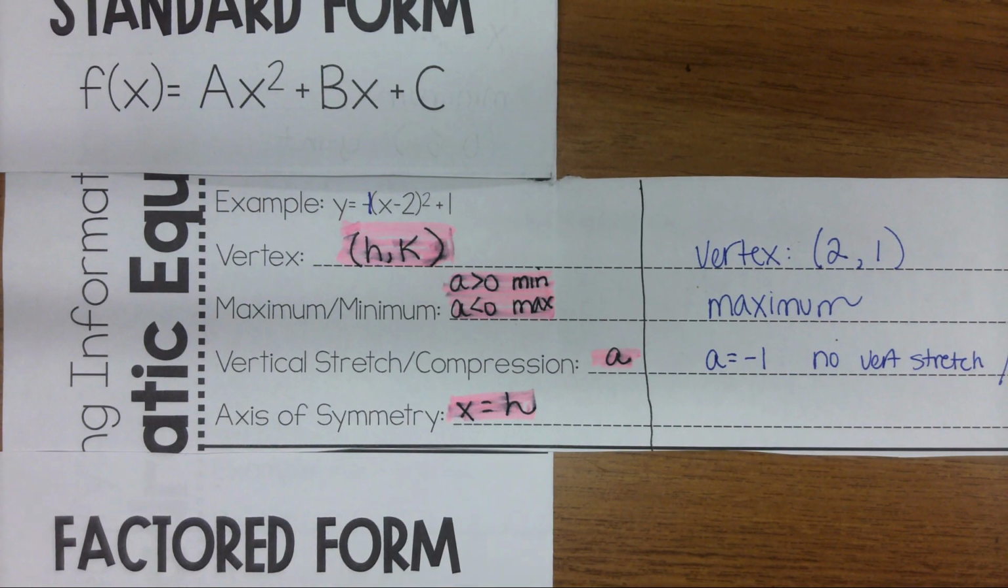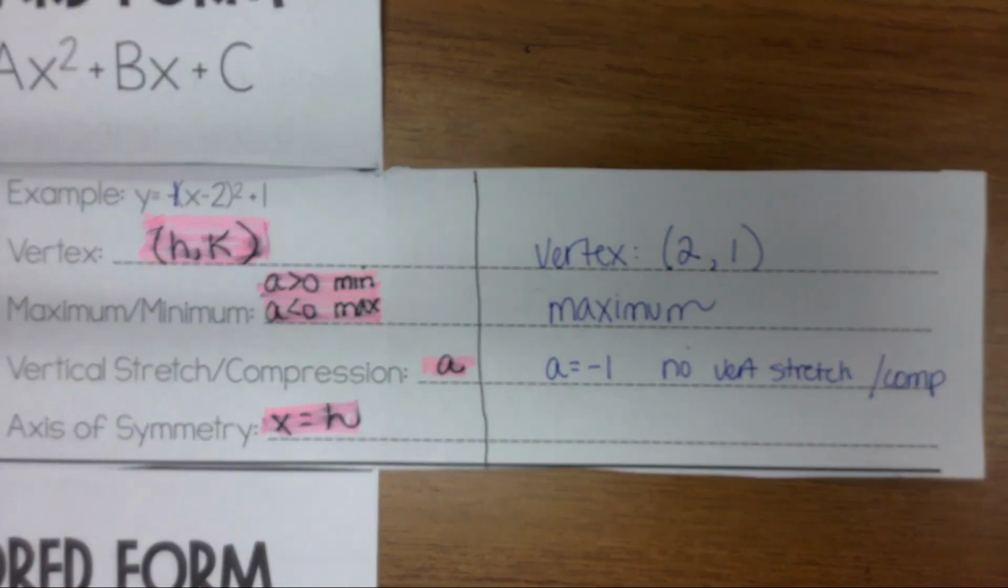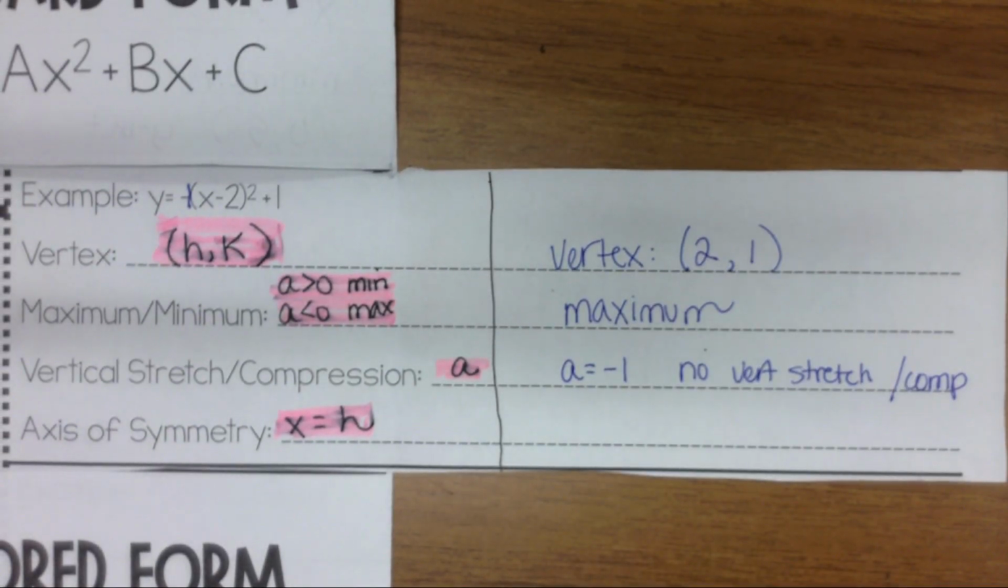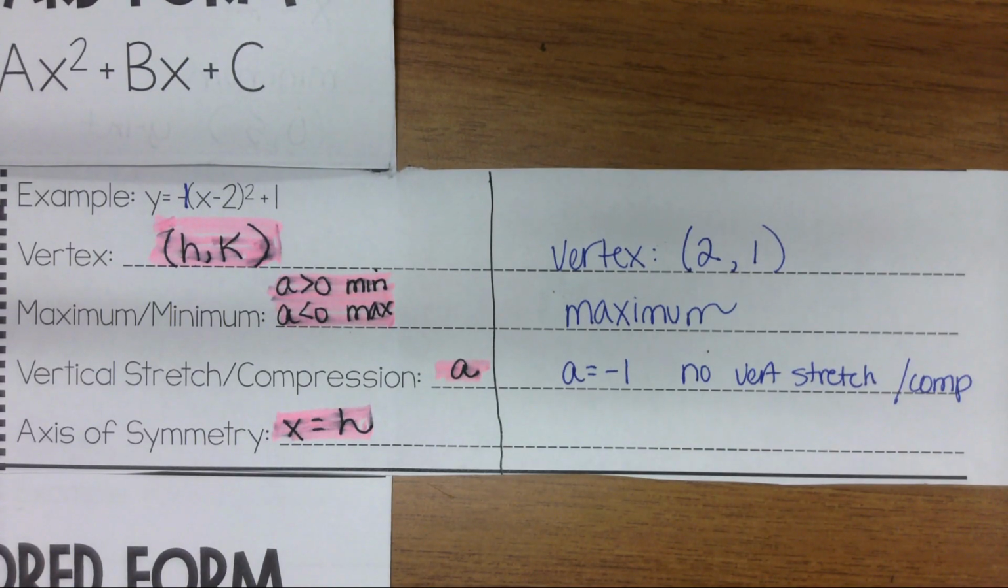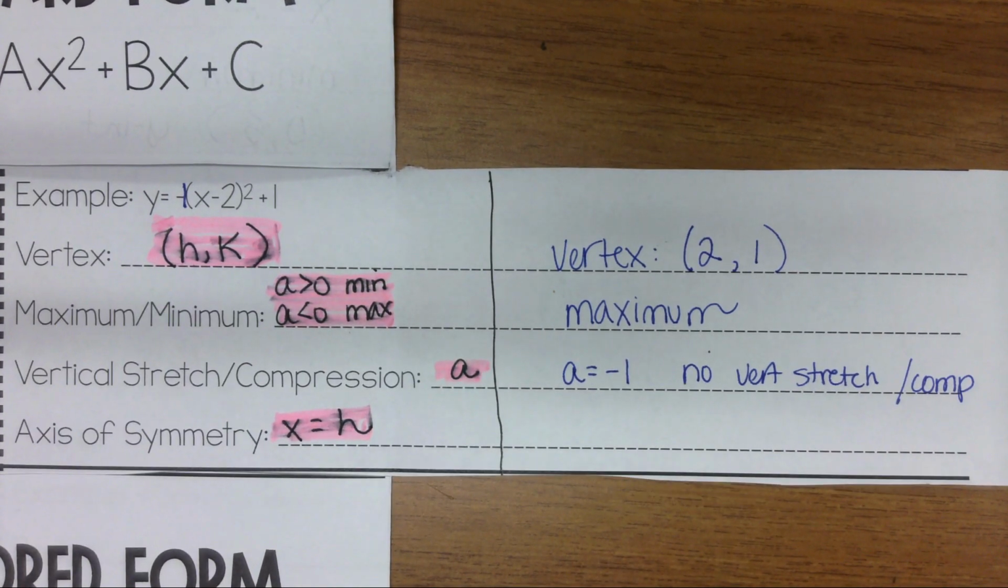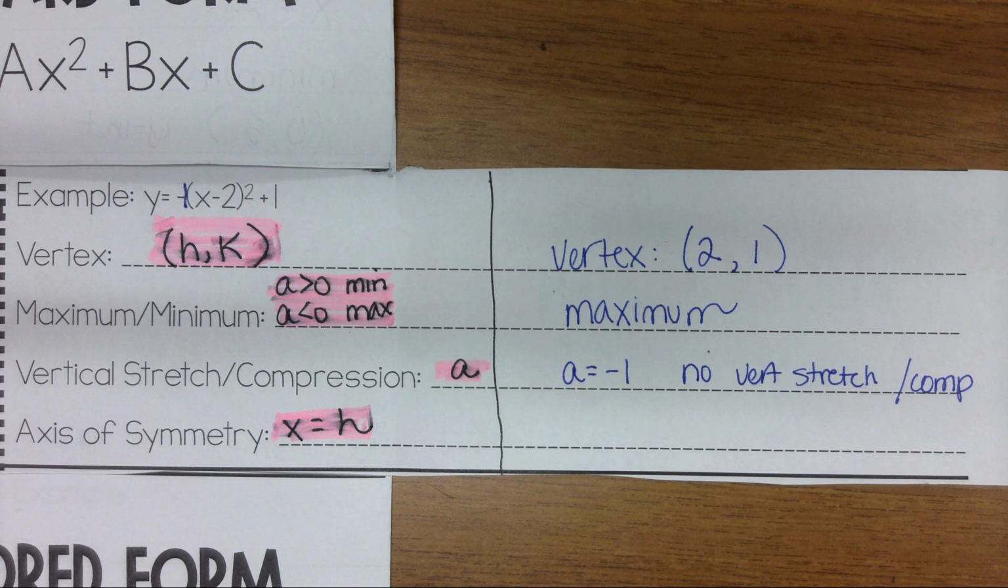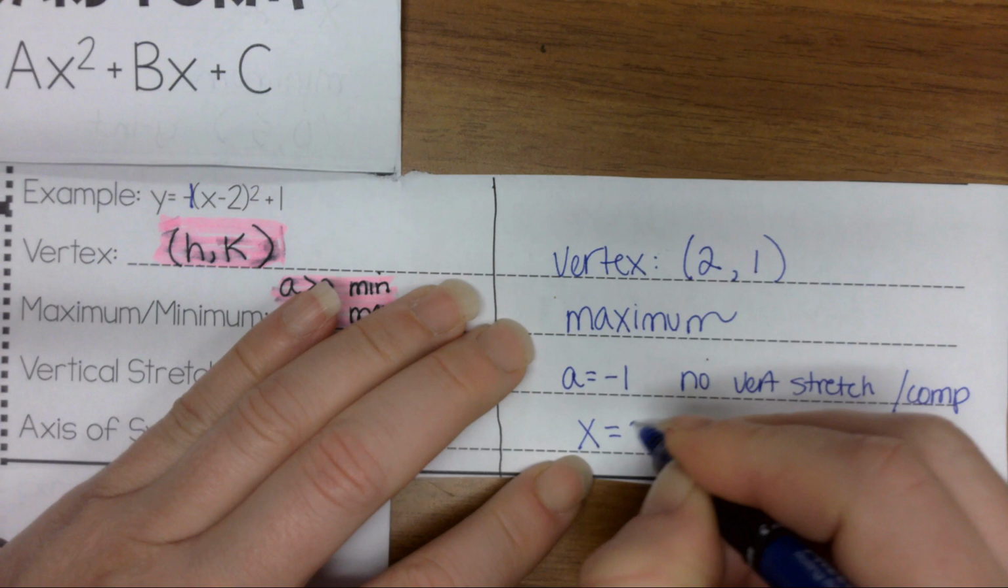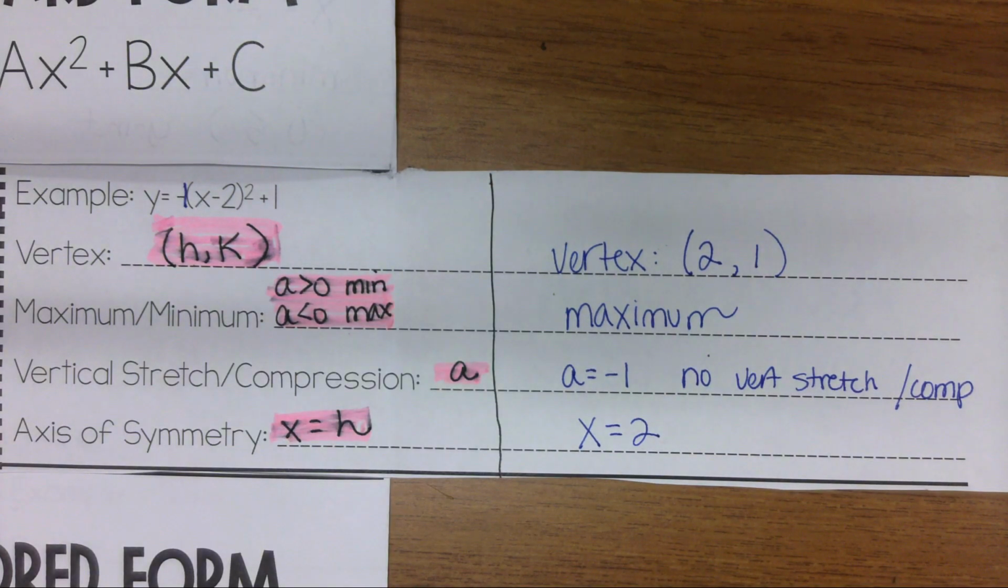Gosh, we're further over. There we go. Good. And what would the axis be? Yep. And we're going to remember, we're going to write x equals 2. It's that vertical line, x equals 2, through the parabola.